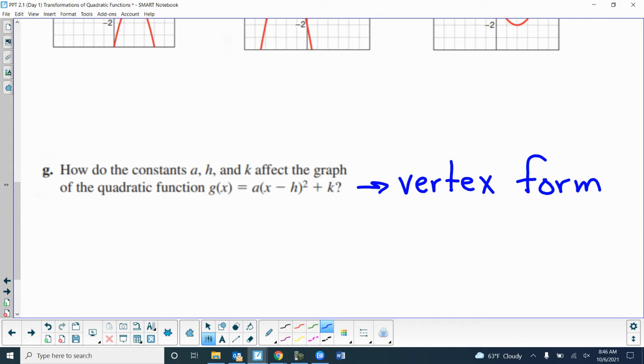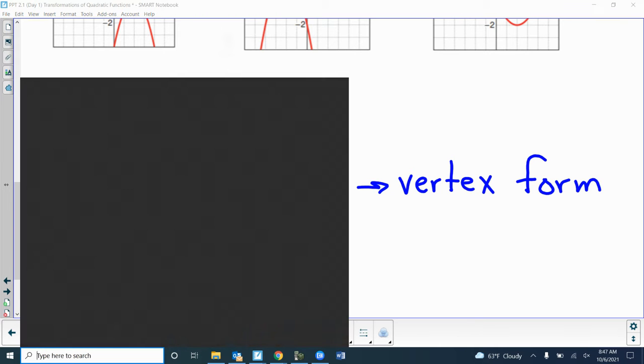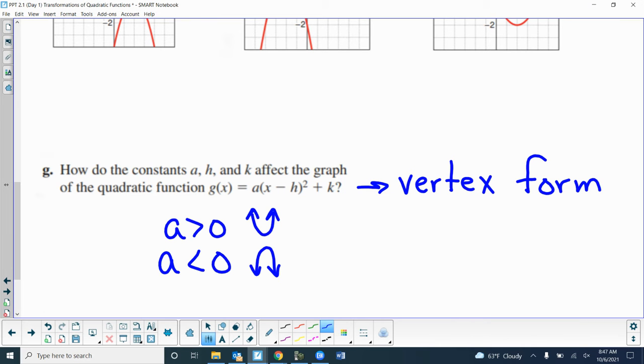So when this a value was greater than 0, positive, it opened up, and when the a value was negative, it opened down. That's our reflection stuff, right? Reflection about the x-axis is flipping it down. Remember that the vertex was the point (h, k).